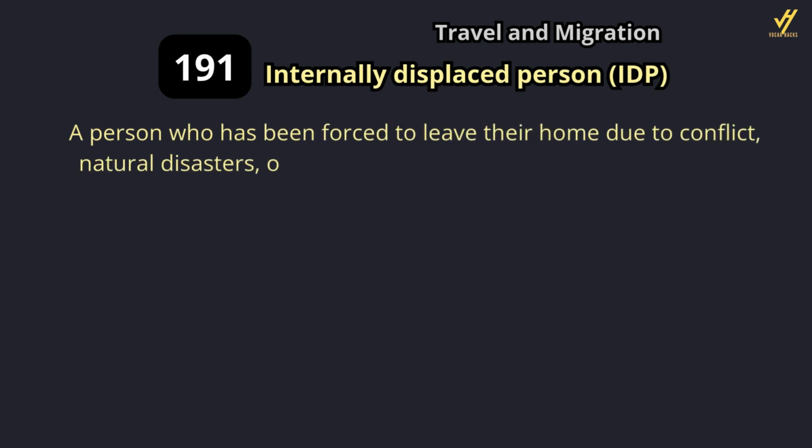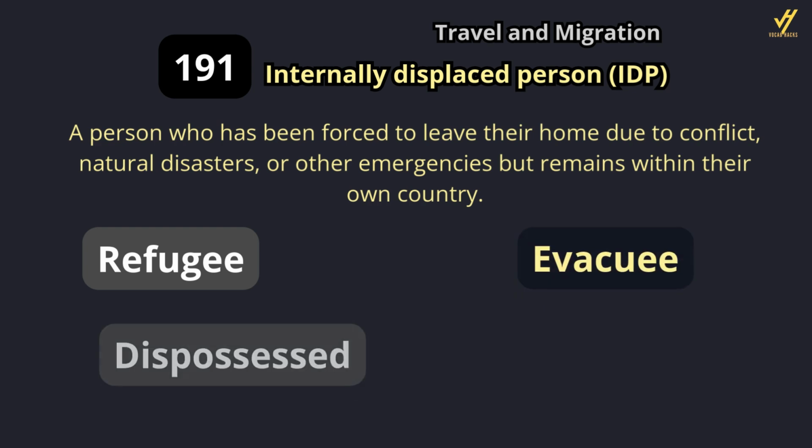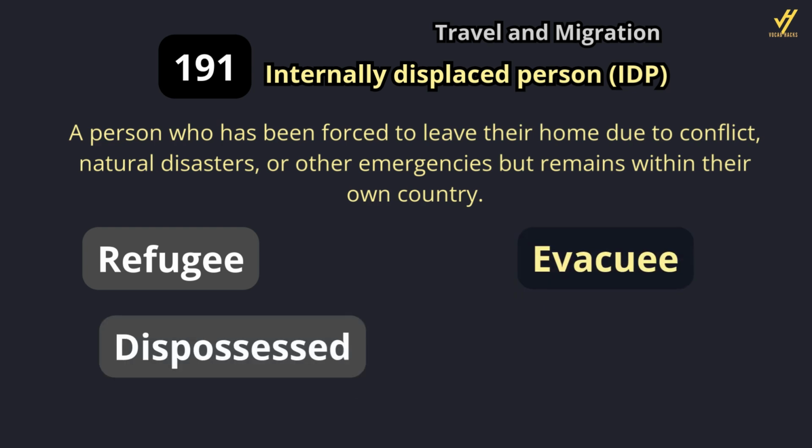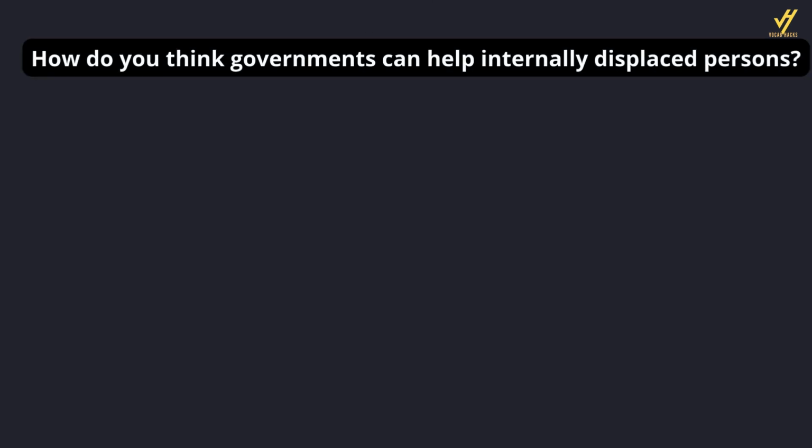Internally displaced person, IDP. A person who has been forced to leave their home due to conflict, natural disasters, or other emergencies but remains within their own country. Refugee. Evacuee. Dispossessed. Homeless. How do you think governments can help internally displaced persons?